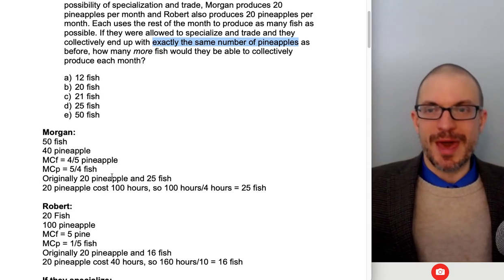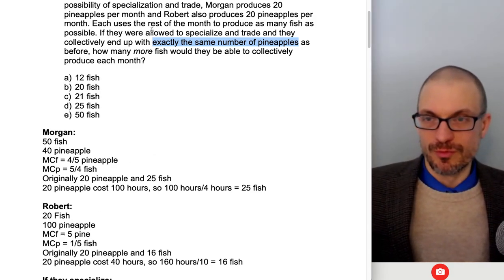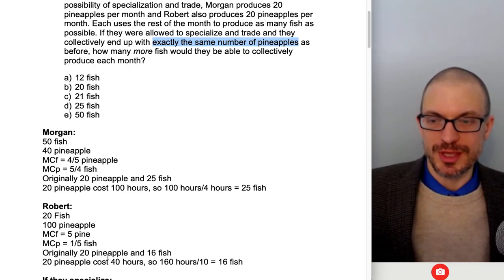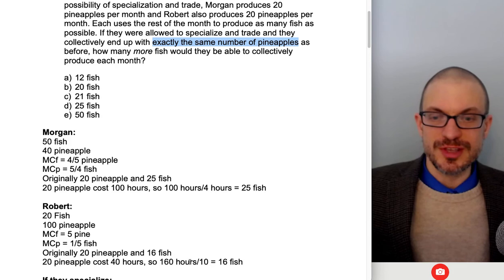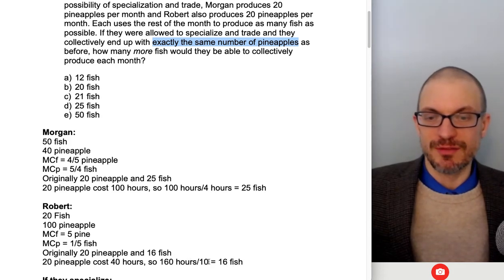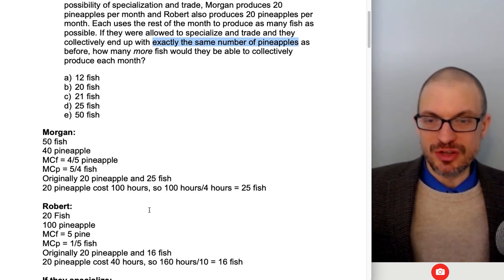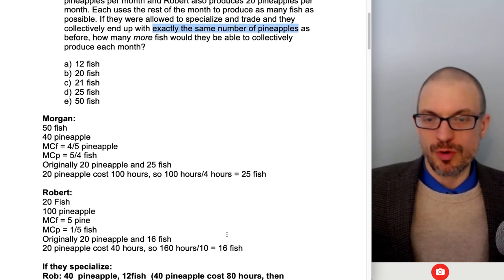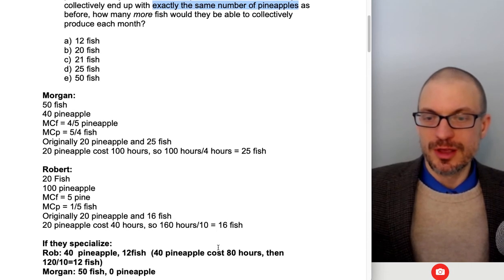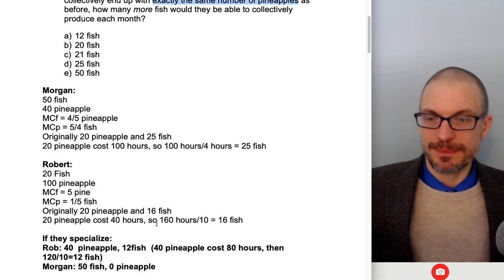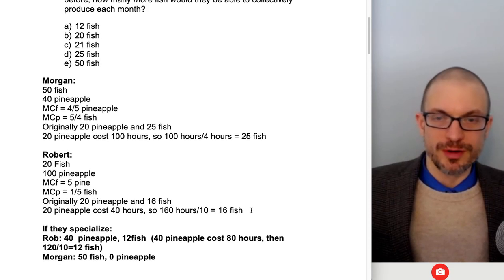But going back to the problem, we had to figure out if Robert's going to produce 20 pineapples and use the rest of the time for fish, how many fish do we get? Those 20 pineapples cost Robert only 40 hours. Robert, therefore, has 160 hours remaining with which to make fish and can give us 16 fish. So our status quo, our starting point, is 40 pineapple, 20 from each character, and then 25 fish from Morgan, 16 fish from Robert, for a total of 41 fish.